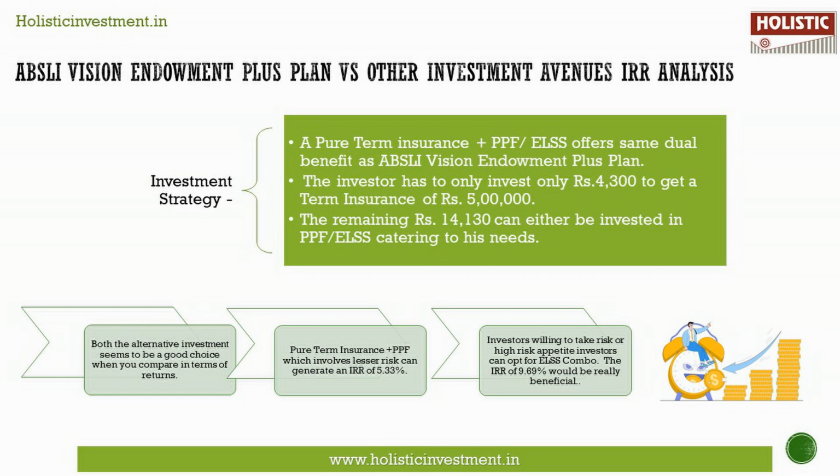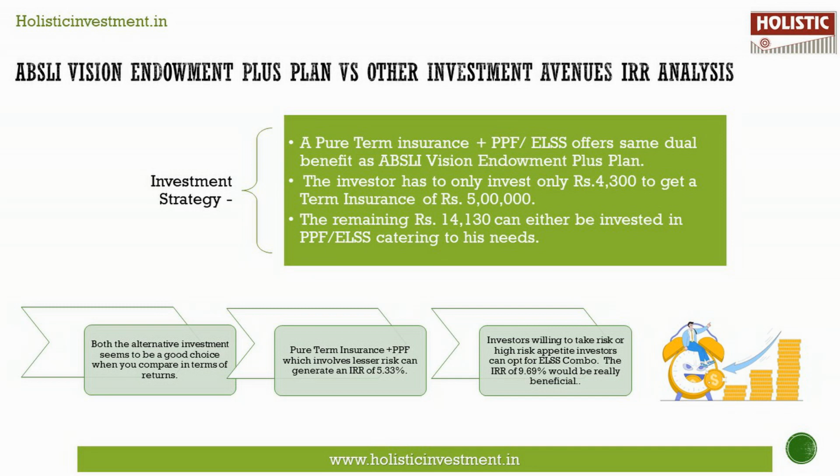Now we are going to see the IRR analysis of alternative investment. A pure term insurance along with PPF can generate an IRR of 5.33%. It is slightly higher than the ABSLI plan, but the point to be noted is that it is the ABSLI plan's best case scenario, which is not guaranteed. So this itself looks like a better investment choice for an investor, because on one side the risk is also low, and on the other side it provides higher return than the ABSLI plan.